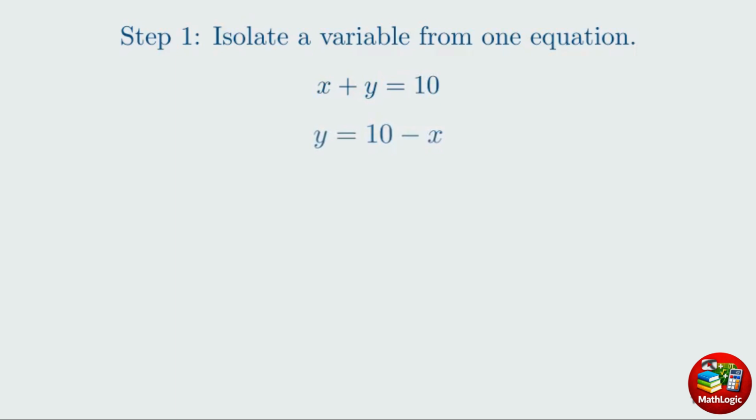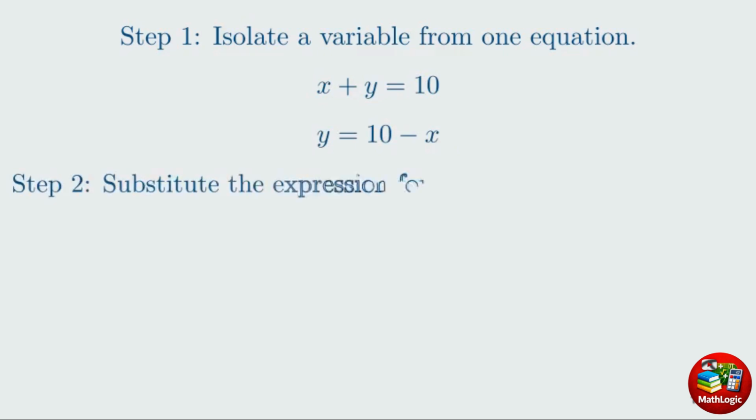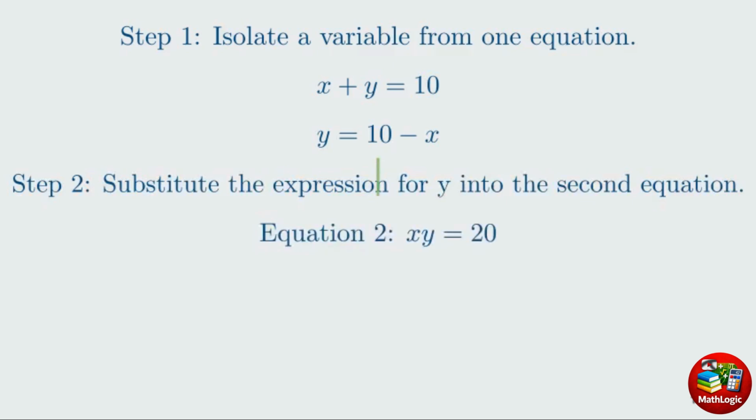This new equation tells us what y is in terms of x. This is the expression we will substitute. The next step is to substitute this entire expression for y into our second equation, xy equals 20. So we take the expression 10 minus x and plug it in wherever we see y in the second equation. This transforms our equation into x times the quantity 10 minus x, which equals 20. Notice how we've eliminated the variable y, and now we have an equation with only x.